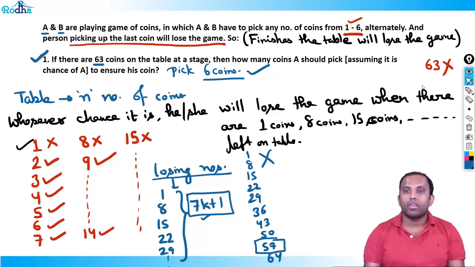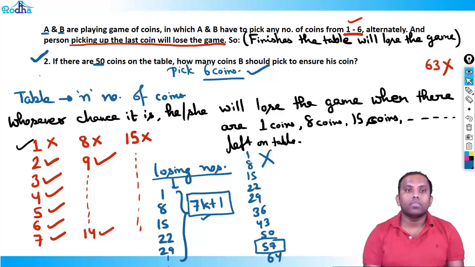Okay. Now, next question. See, question 2 here. If there are 50 coins on the table, how many coins should B pick to ensure his win? Okay, so now I'm supposing it is B's chance. Again, I know that all the losing numbers are of the form 7k plus 1. So a number of the form 7k plus 1 just before 50. You can observe by putting k equal to 7, 50. You can see 50 here.